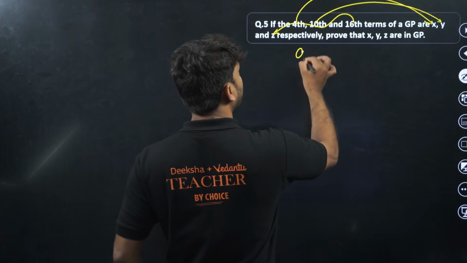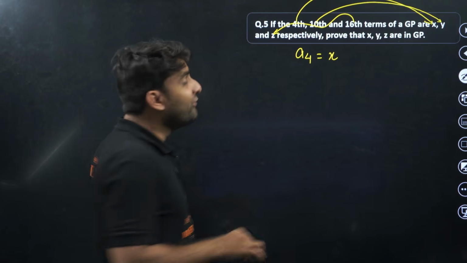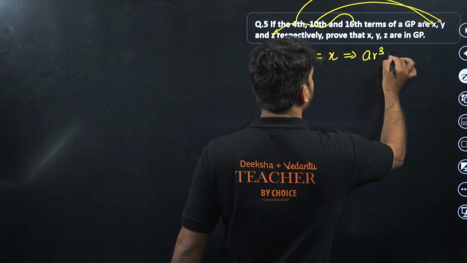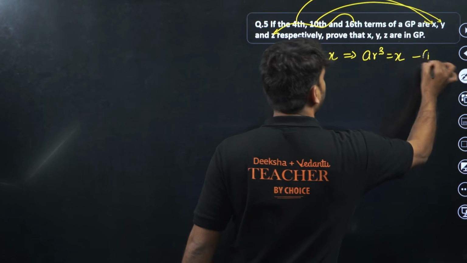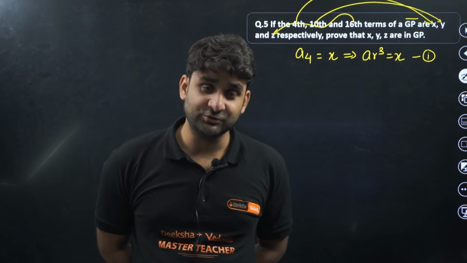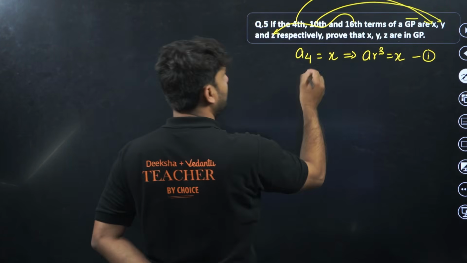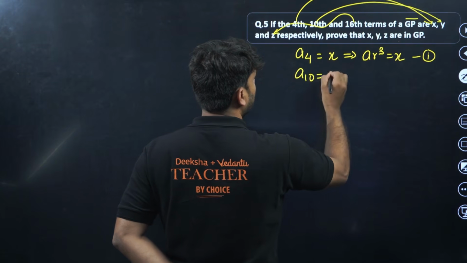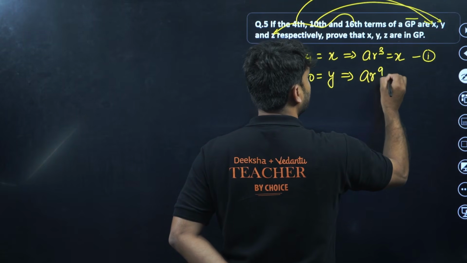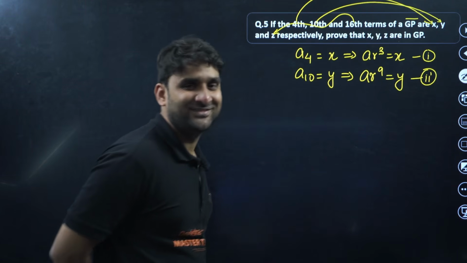So 4th term is x. And do you know, guys, 4th term means what? A r to power 3 is x. Clear, everyone? Because we are talking about GP, geometric progression. So a r to power 3 will be x. Now 10th term is y, so a10 can be written as a r to power 9, which is equal to y. Clear, everyone?